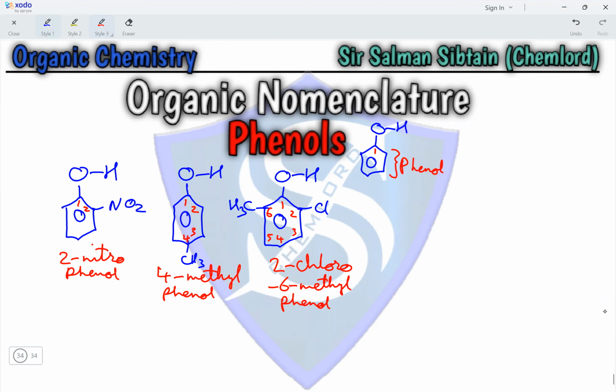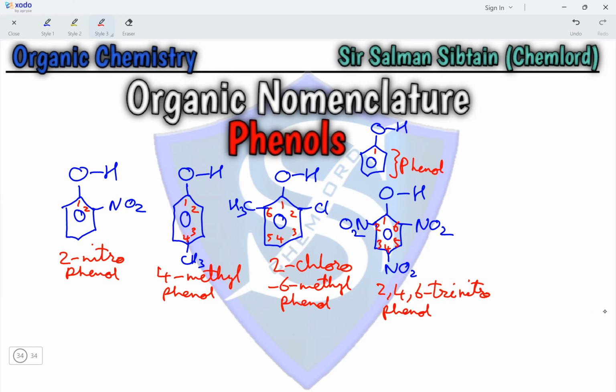If we have multiple substitute groups of the same type, for example, we've got the phenol molecule with 3 NO2 groups attached at these positions. So the numbering can be done either clockwise or anti-clockwise because all the groups would end up with the same number. So 1, 2, 3, 4, 5, and 6. And since there are 3 nitro groups here, this compound would be called 2, 4, 6-trinitrophenol.